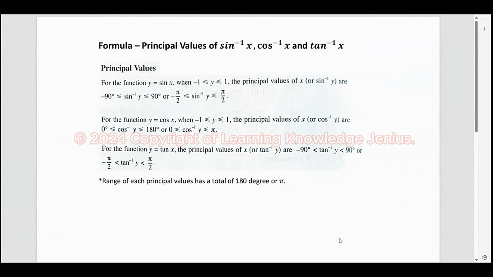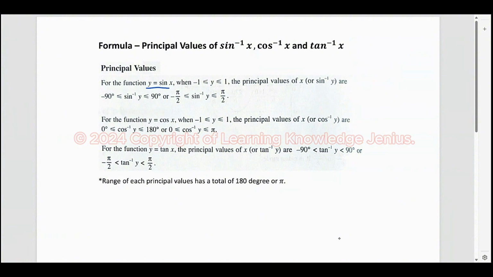So yeah, it's about the principal values of the inverse trigonometry. I'll just introduce to you the basics, then later the methods to do it. We actually have a principal value for all three different trigonometric functions.